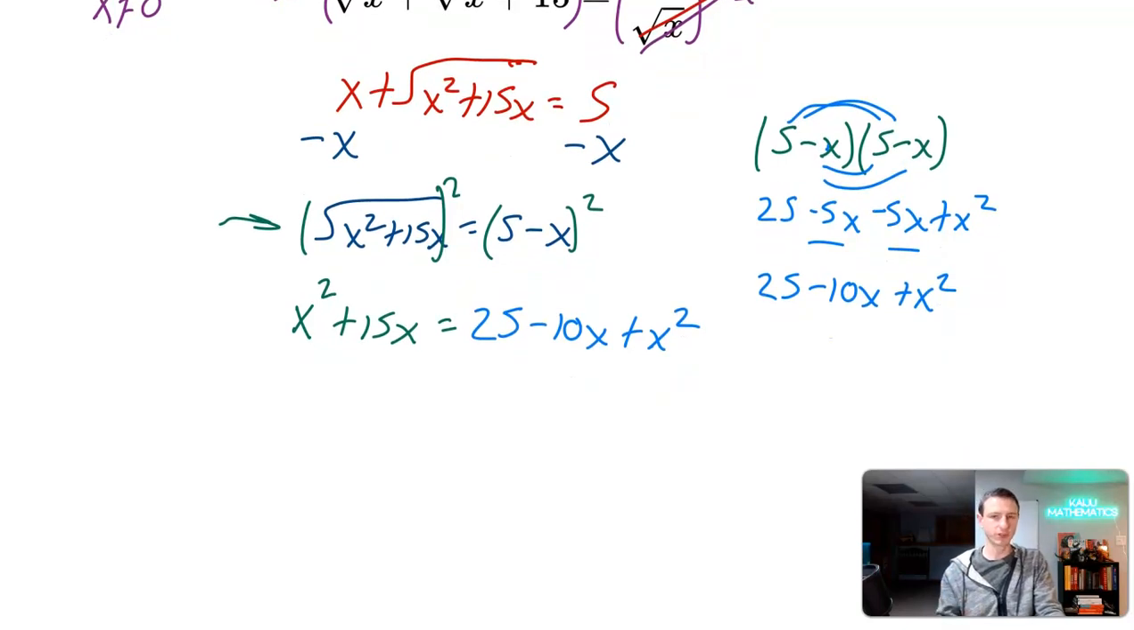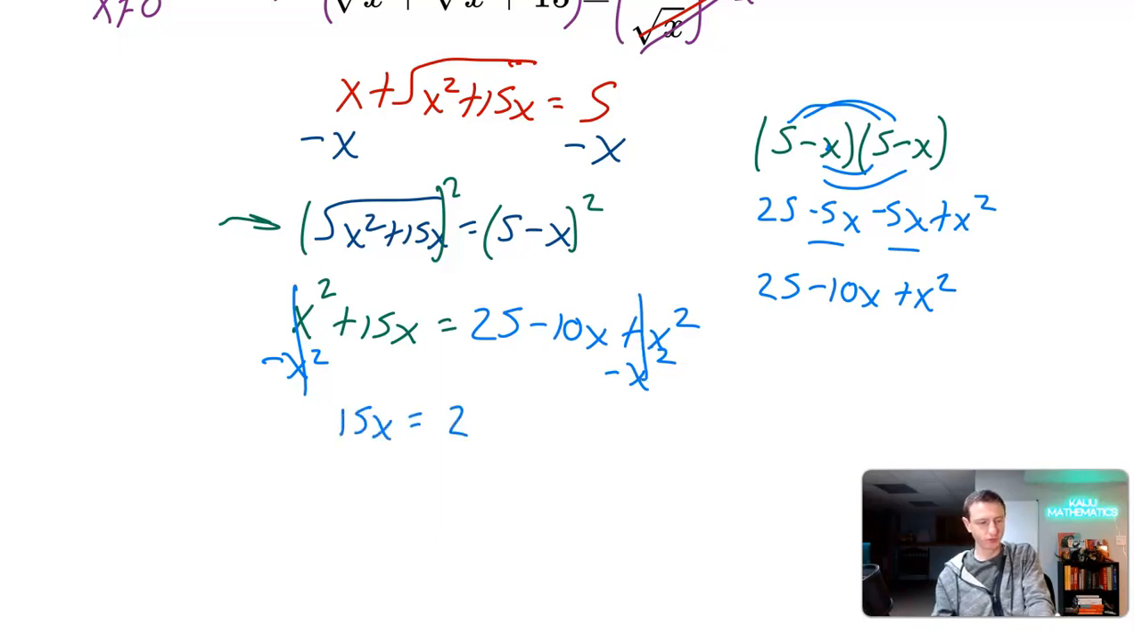My thought process originally was I was going to have to do some sort of factoring at some point, because I had this x squared here. But what happens is this kind of helps us out, because look what happens here. Subtract x squared, so 0 and 0. So I get 15x equals 25 minus 10x.